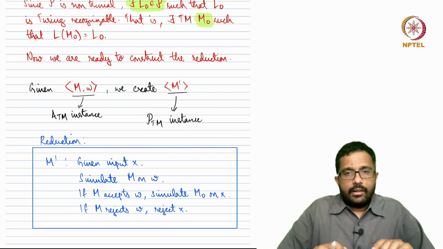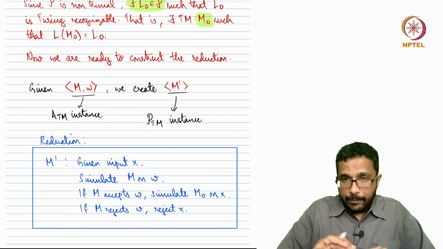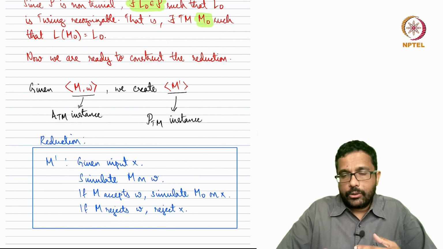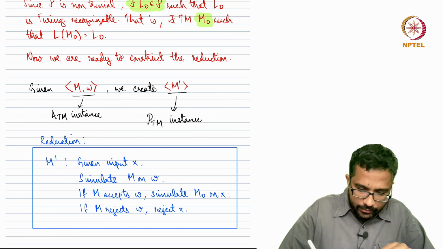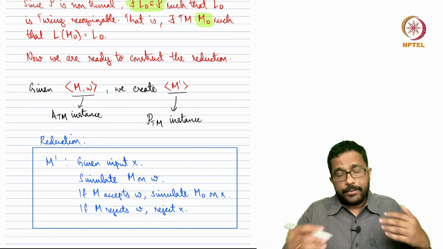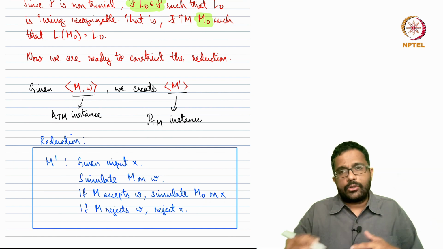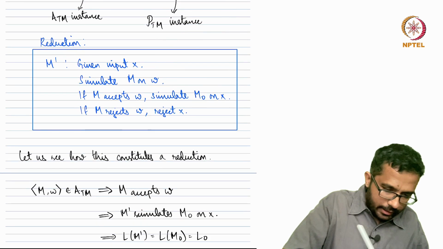So given the input, M prime simulates M on W. If M accepts, M prime further goes ahead and simulates M0 on X. And when it simulates M0 on X, whatever M0 does on X, it does. So if M0 accepts, M prime accepts. So maybe I'll just note that here.